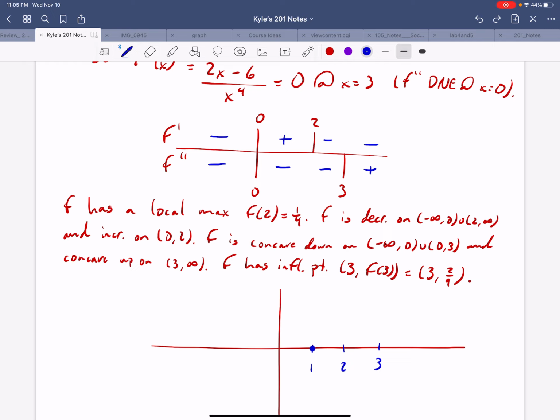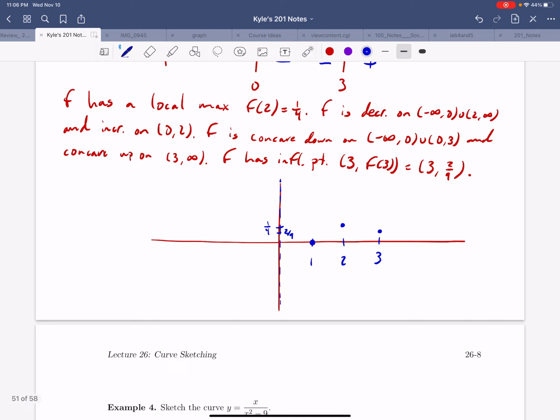Actually, let's try to maybe scale this a little bit better. Maybe this is 1/4, and we'll say that's 2/9. Okay? So we have like this and then this. We also have our vertical asymptote, and we also have our horizontal asymptote. Okay. So let's see what we were doing, right?